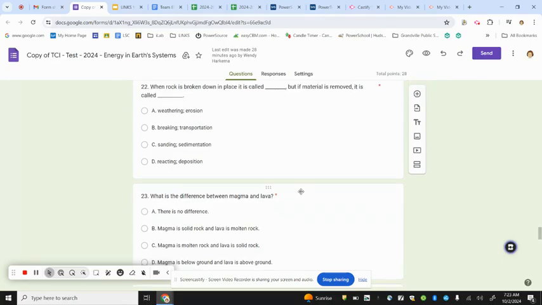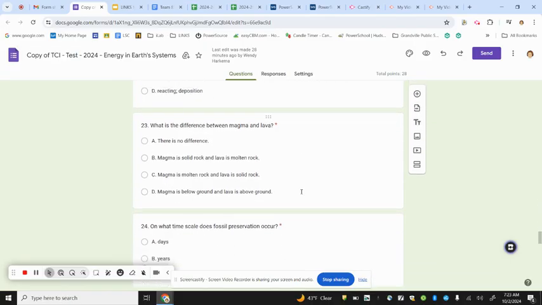Number 22, when rock is broken down in place, it is called blank, but if material is removed, it is called blank. A, weathering, erosion. B, breaking, transportation. C, sanding, sedimentation. D, reacting, deposition.